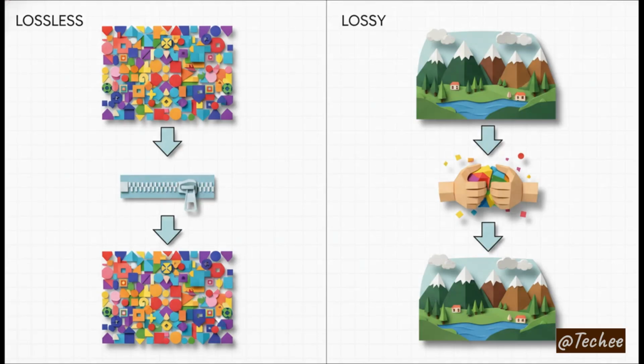And this comes in two main flavors. You've got lossless compression. Think of a zip file where no data is lost at all. You can get the original back 100%. Then there's lossy compression. This is what's used for things like JPEGs, where the system gets rid of a little bit of data you'd probably never notice anyway, just to make the file way, way smaller.